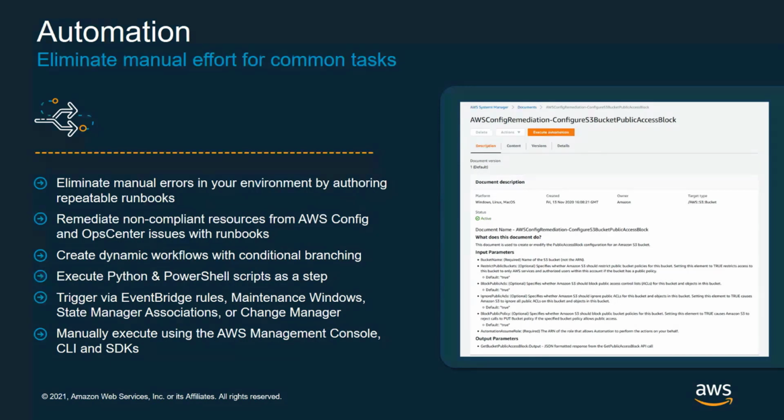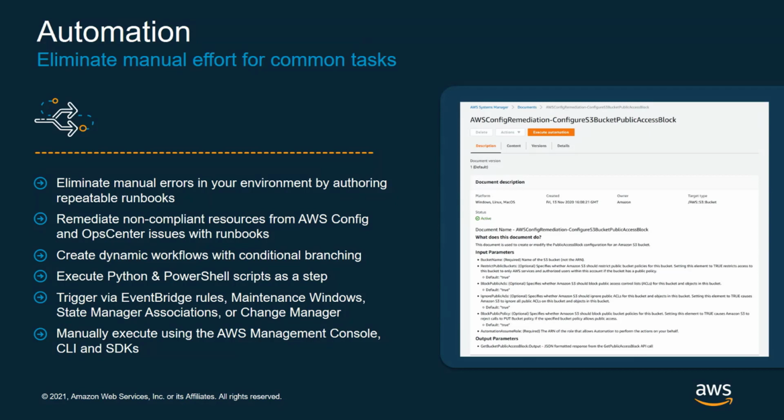When you are kicking off automation runbooks, you can receive notifications about the task and its progress using EventBridge and SNS notifications. And then you can also monitor it within the standard AWS Systems Manager console as well. You can always call automation runbooks either manually using the console itself or programmatically using our CLIs and SDKs.